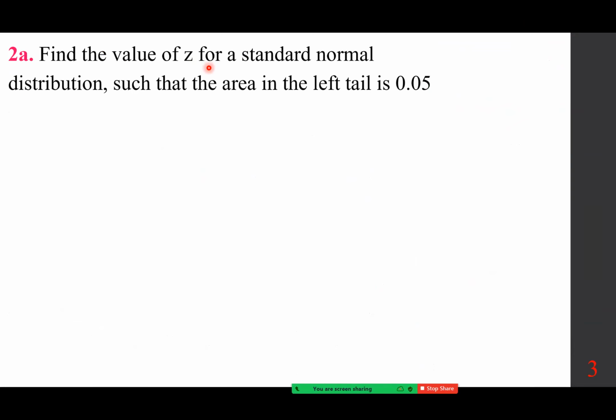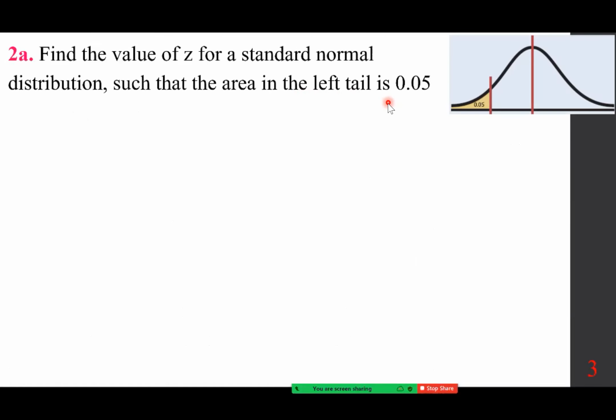Find the value of z for a standard normal distribution such that the area in the left tail is 0.05. It's a good practice to do a drawing. It doesn't have to be to scale. So we are interested in finding this z value when the area to the left is 0.05.